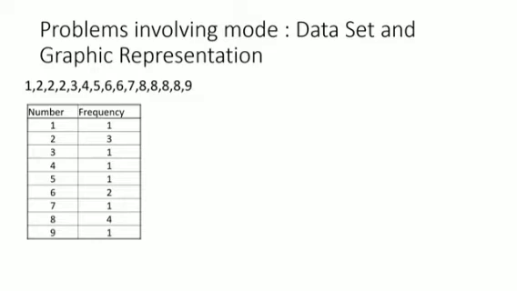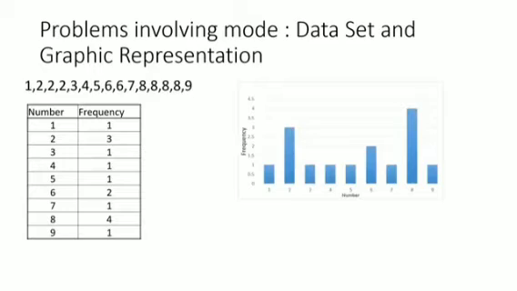But suppose you were to represent this number set in another way, let us say that we represented this number set in a frequency table like this. This table can be graphed like this. Note carefully, the number is on the horizontal scale and the frequency is on the vertical scale. So that we had 1 with a frequency of 1, 2 with a frequency of 3, and so on.